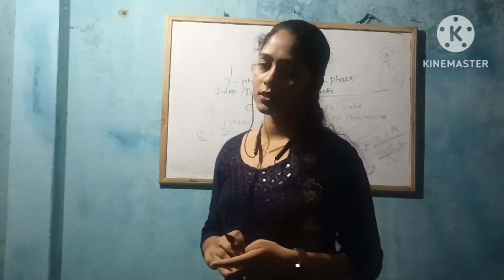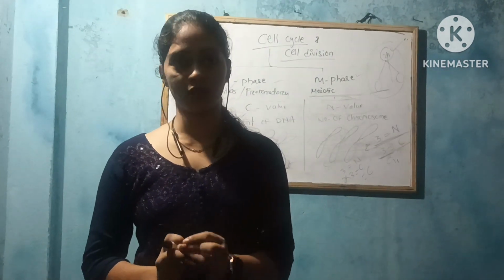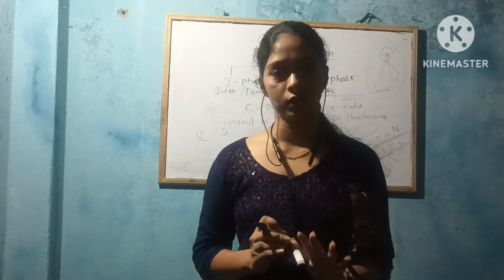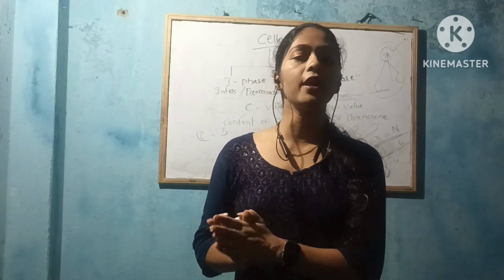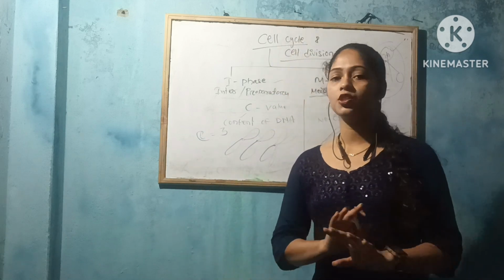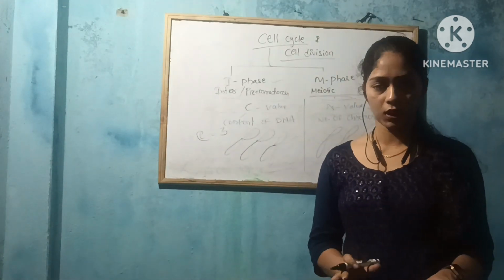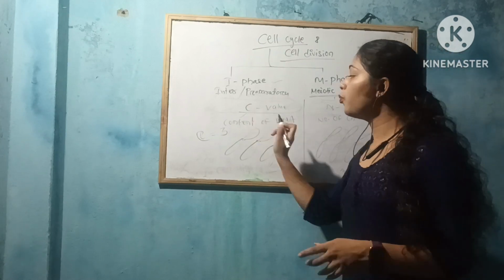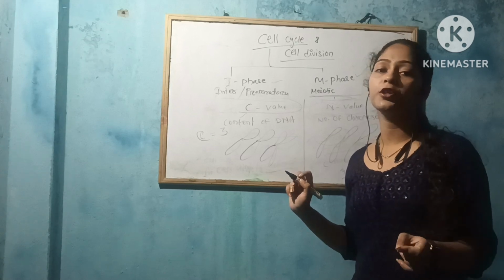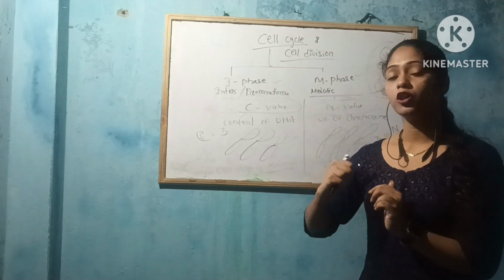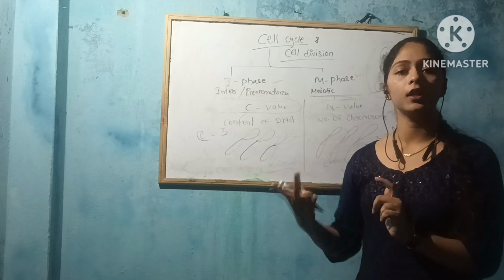Basically here you have to understand that after the completion of S phase, the C value will increase. The N value will remain constant in each and every phase. N value remains the same, nothing is going to change in any phase. So the value which is changing is your C value, and when will it change? After the completion of S phase. When the S phase is completed, the content of DNA becomes double.